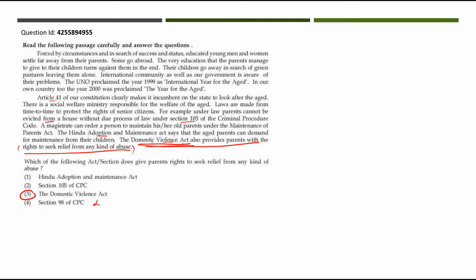The Hindu Adoption and Maintenance Act says aged parents can demand maintenance from their children. Every act or every section given in the paragraph is dealing with one issue, and this question is talking about seeking relief from abuse. That will be done by the Domestic Violence Act.